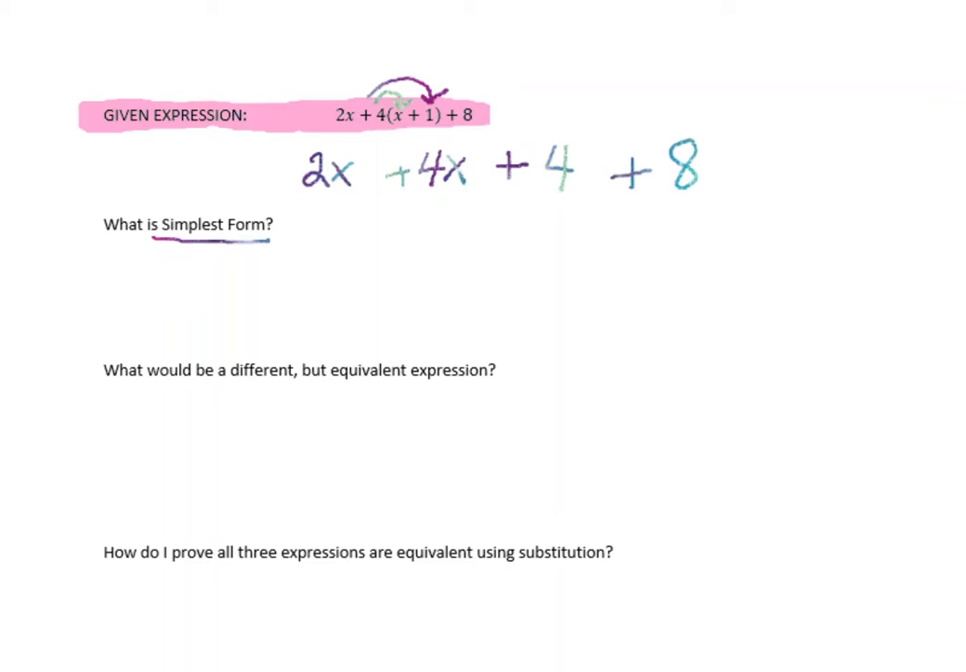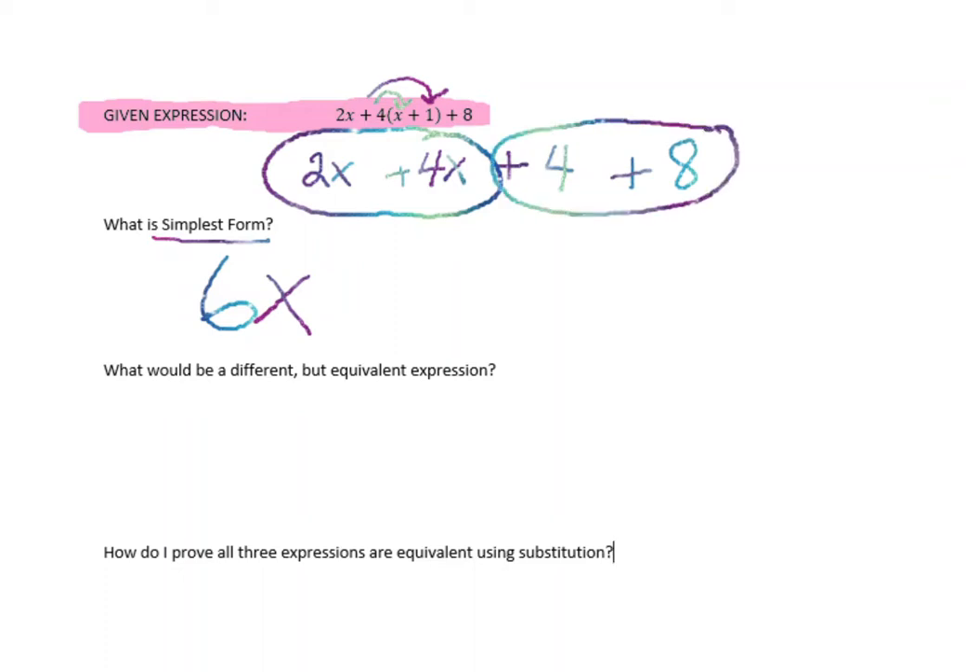Now I can combine terms that are alike. 2x plus 4x is 6x, plus 4 plus 8 is plus 12. So simplest form would be 6x plus 12.